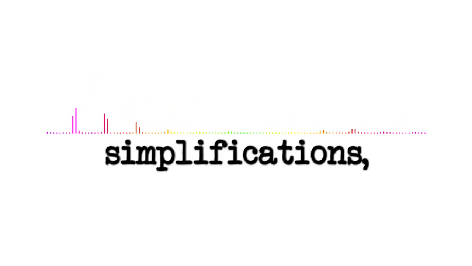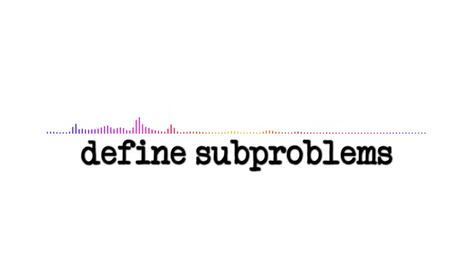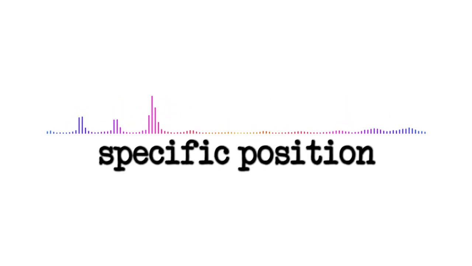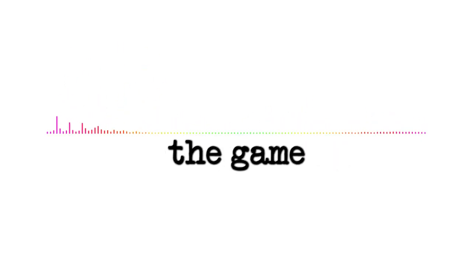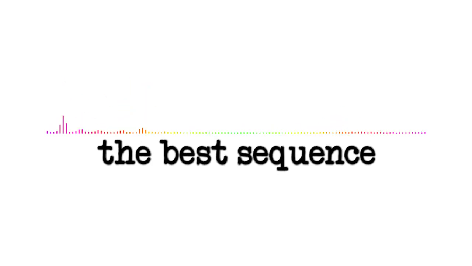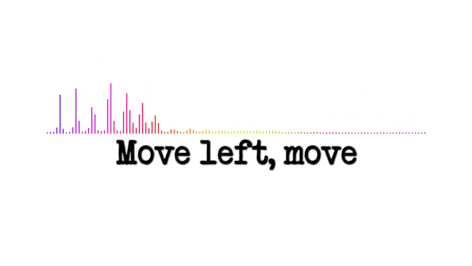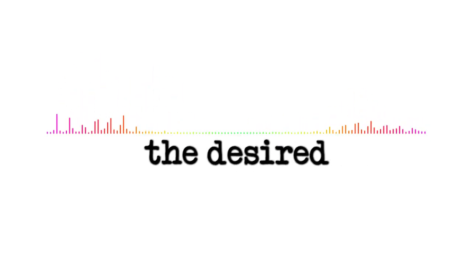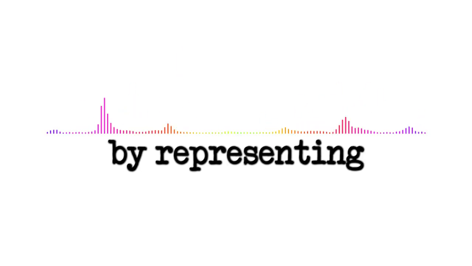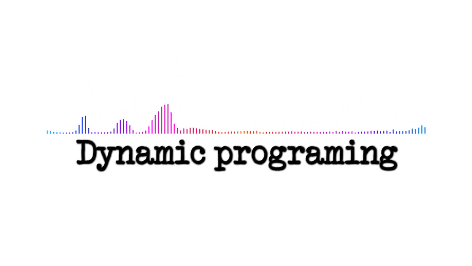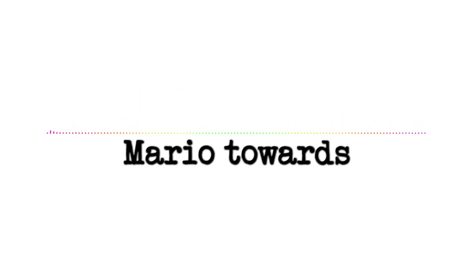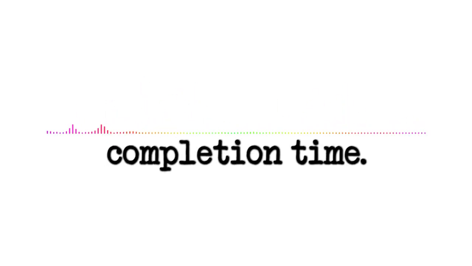With these simplifications, they were able to define subproblems like how to play the game from a specific position onward, given the current state of the visible game world. So it's about analyzing each snapshot of the game and figuring out the best sequence of actions, jump, move left, move right, to achieve the desired outcome. You nailed it. By representing the game world as a grid and exploring different action sequences, dynamic programming can guide Mario towards the highest score or the fastest completion time.